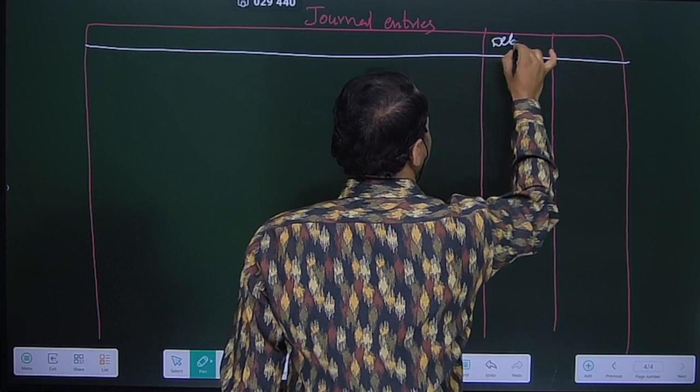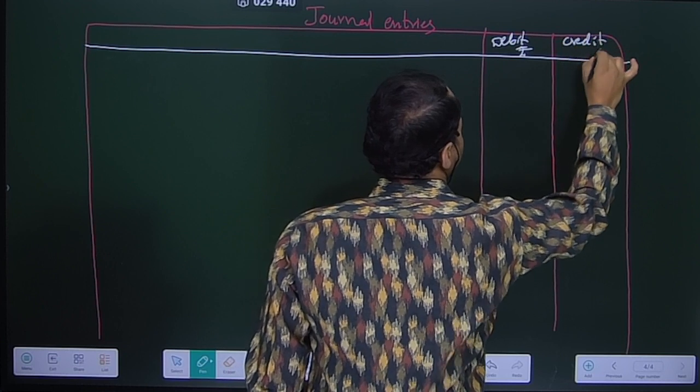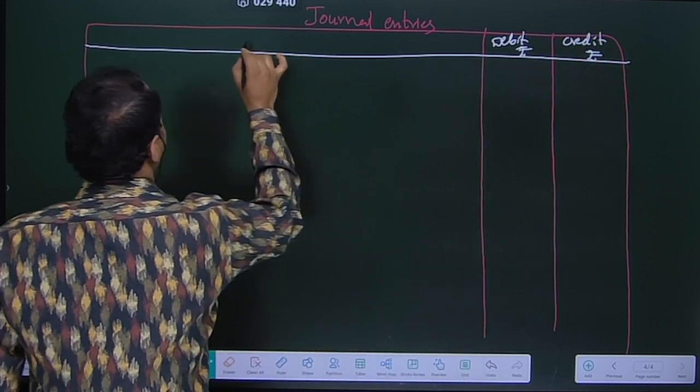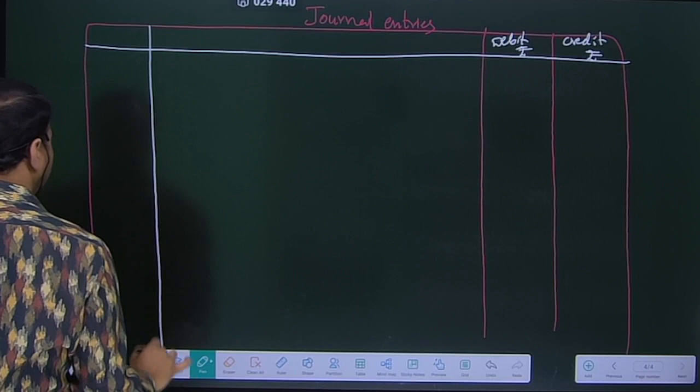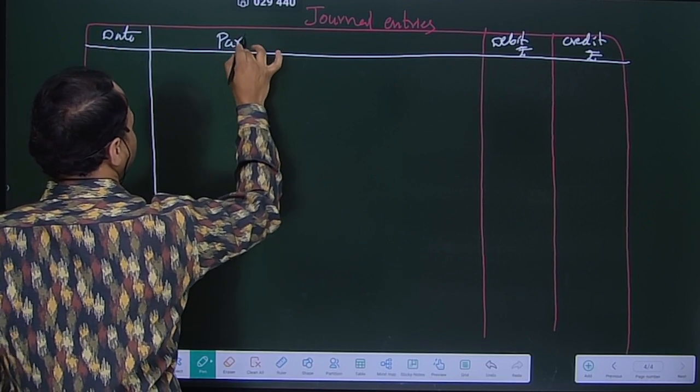Debit, rupees, credit, rupees. Here we have to write headings and as well as date. Here we have to write particulars.